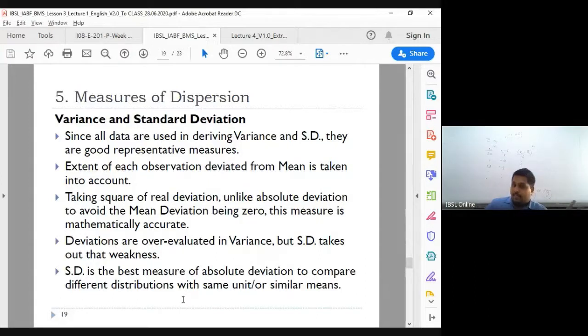But what if some classes are having absolutely dispersed data compared to our class? Our class has 60% of the students with a weight of 45 kilograms. But what if there's another class, only 3 students, one having a value of 45, the other is 80, and the next person is 30. Still, when you calculate variance and standard deviation alongside the mean, your values will give a much clearer representation of different classes. So that's the last point, what it tried to denote, that it is the best measure of absolute deviation to compare different distributions, different classes with the same units or similar means.